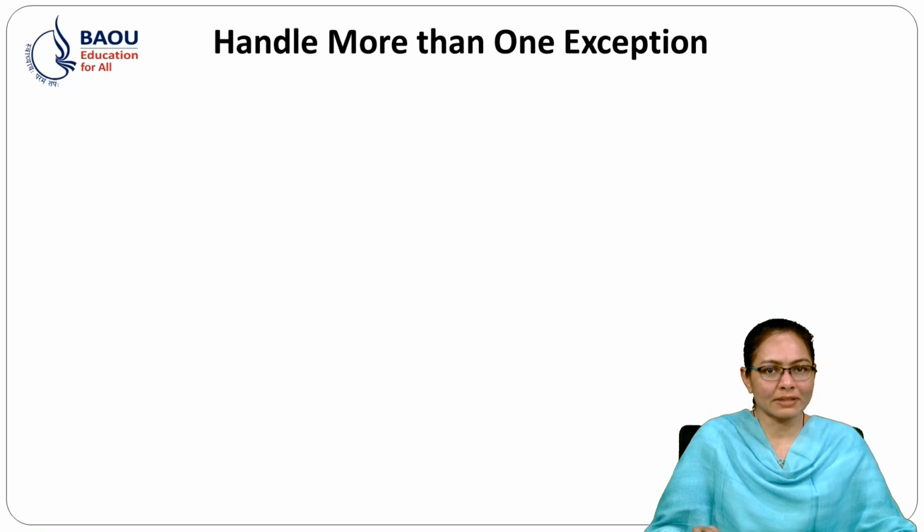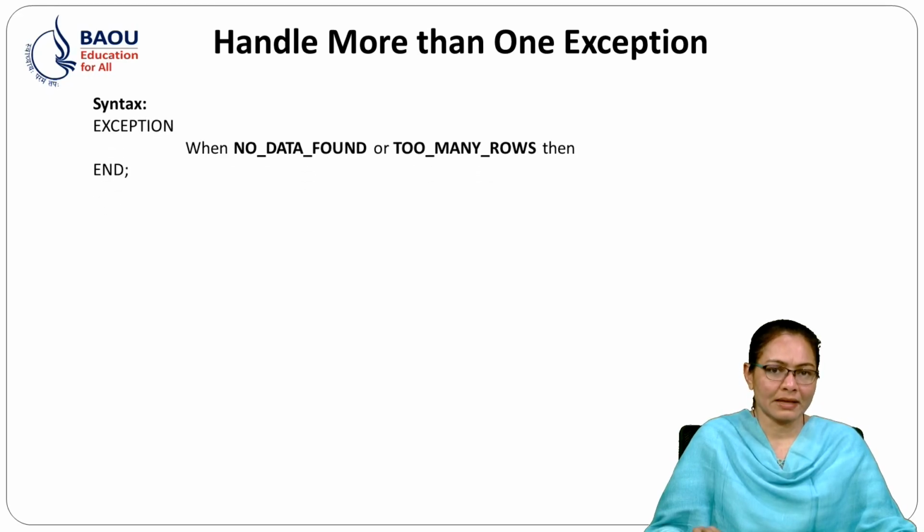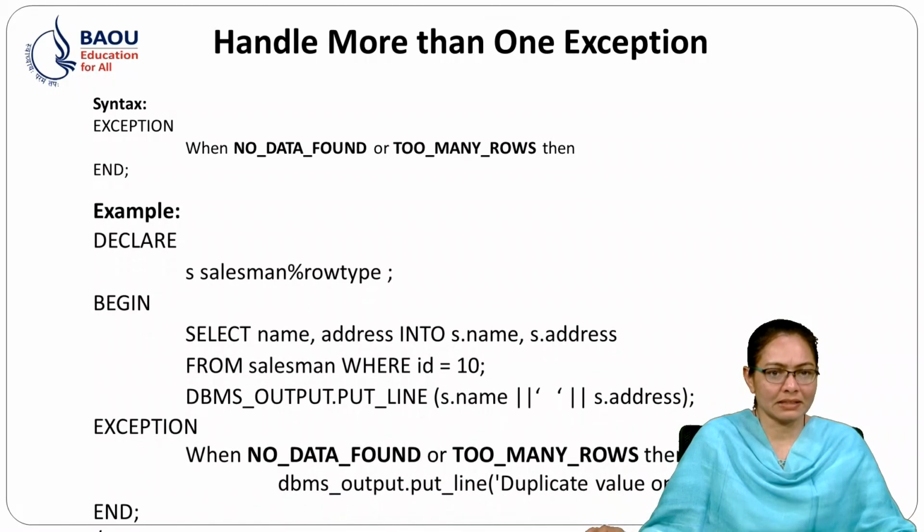Now, handling more than one exception. How do we write more than one exception in an exception section? See, in the syntax, in an exception section, when no data found or too many rows, you can write down more than one exception like this: no data found or too many rows, or we can write down another exception name.